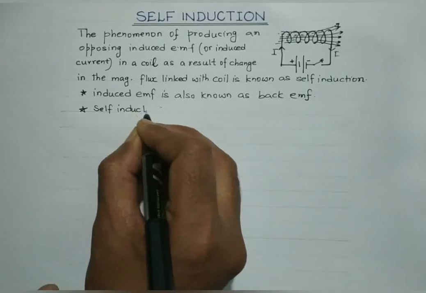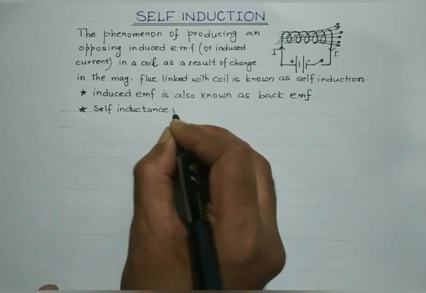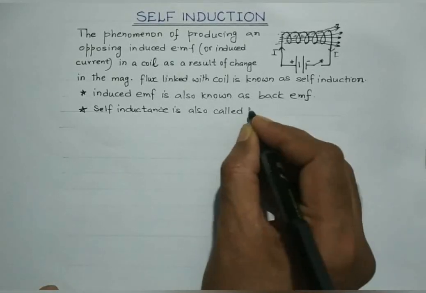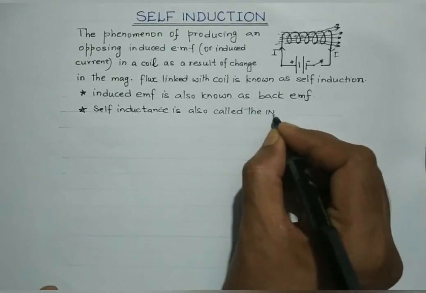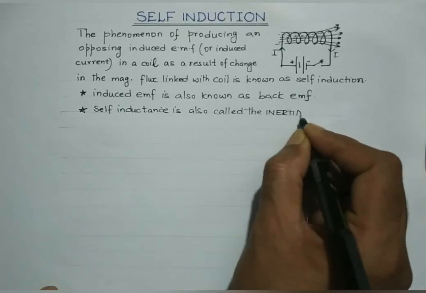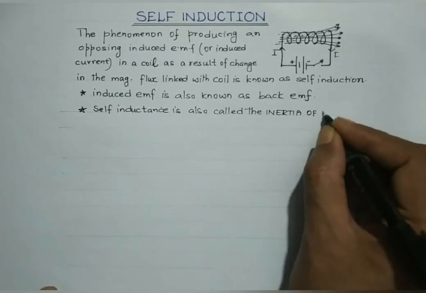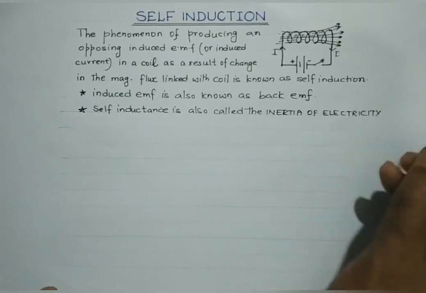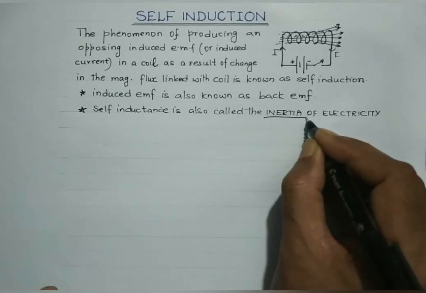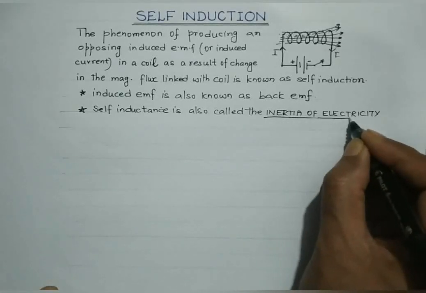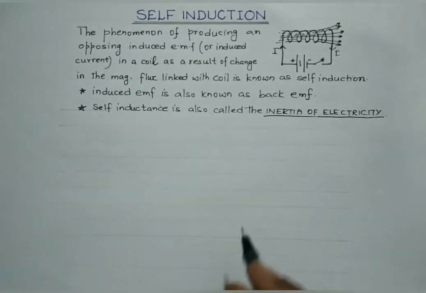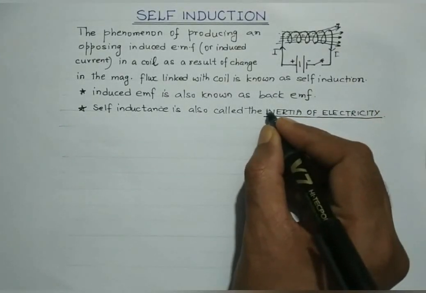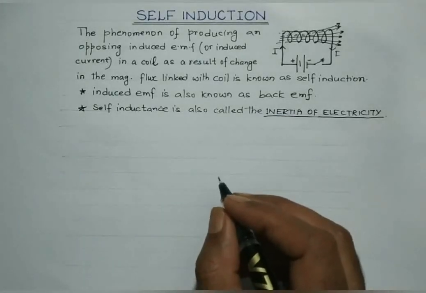Self-inductance is also called the inertia of electricity. Why inertia? Because it opposes both the growth of current as well as the decay of current through the coil. So inertia means opposing nature actually. So that is the reason why inductance is also known as the inertia of electricity.